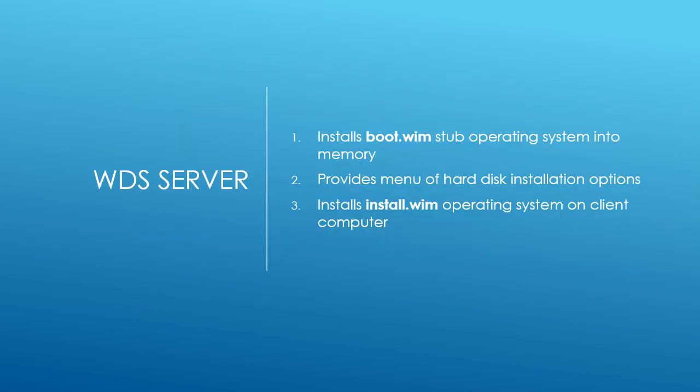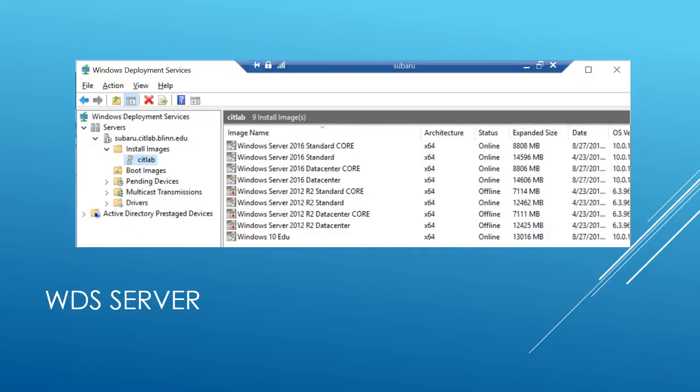Windows Deployment Server. What's the whole point of where we were going with this? In the Windows Deployment Server, we have two different files. We have a boot.wim file, that's a stub operating system file that we just loaded into memory, and we have an install.wim file, which is the full installation of what we're doing. We're going to provide these menus from our Windows Deployment Server. So take a look at that.